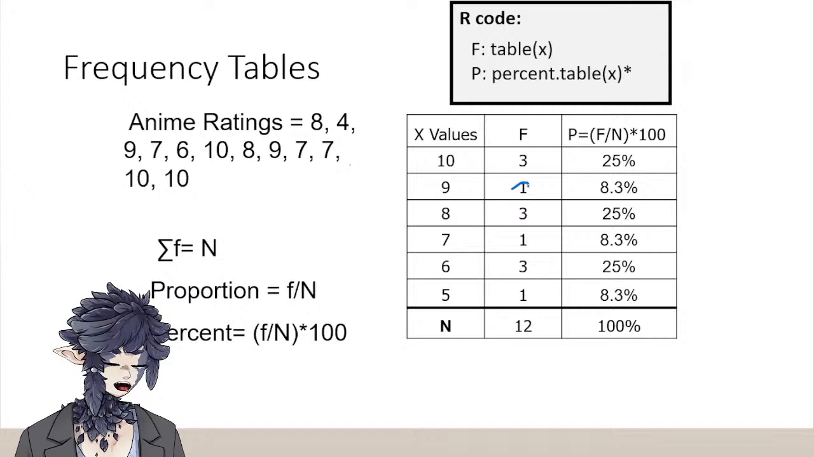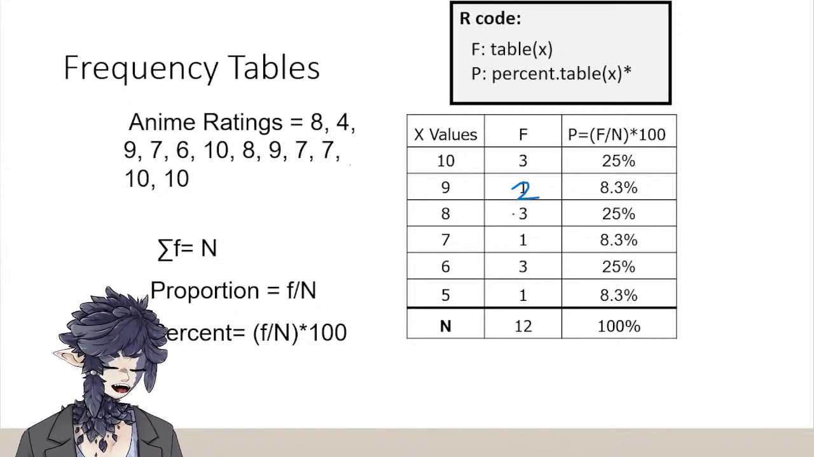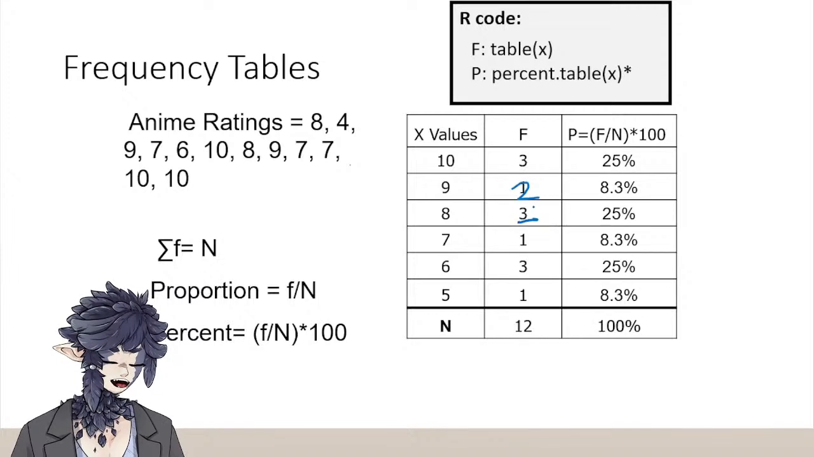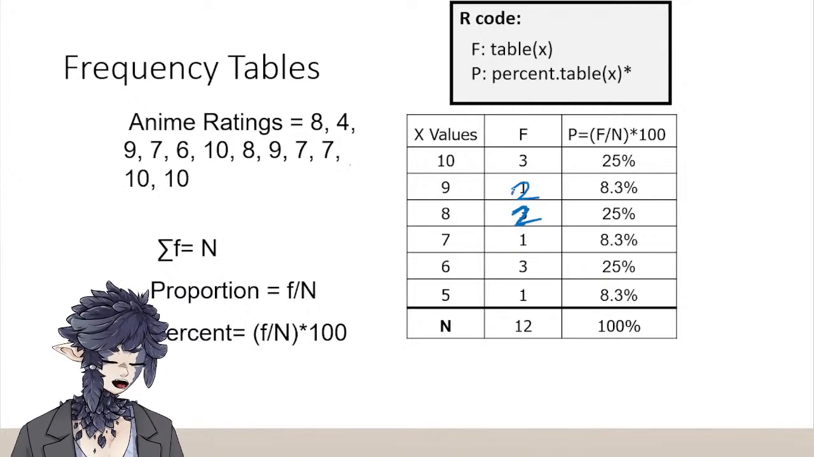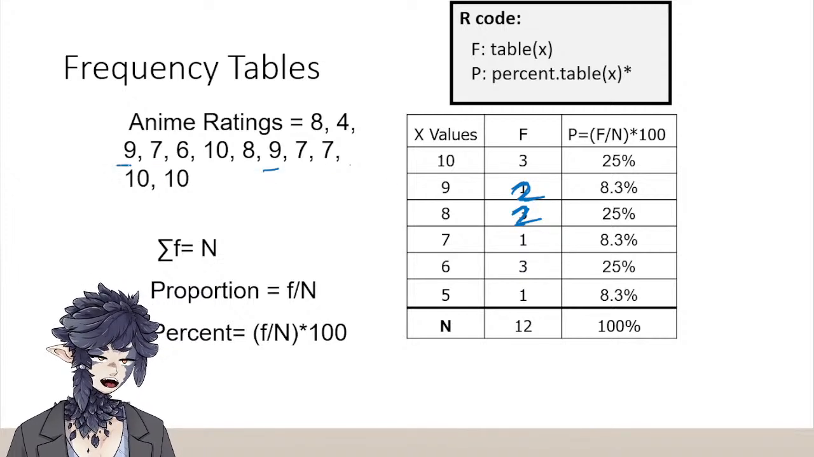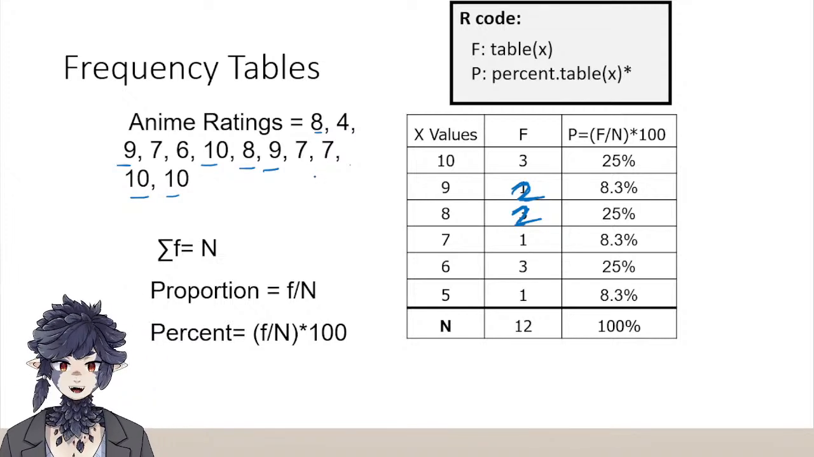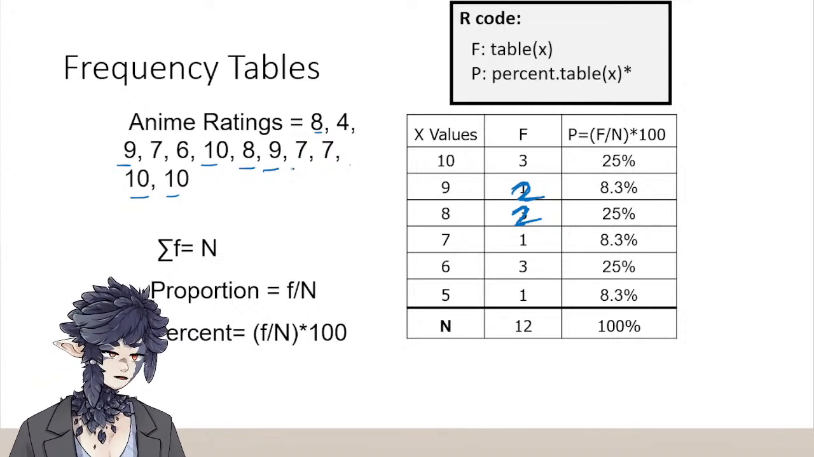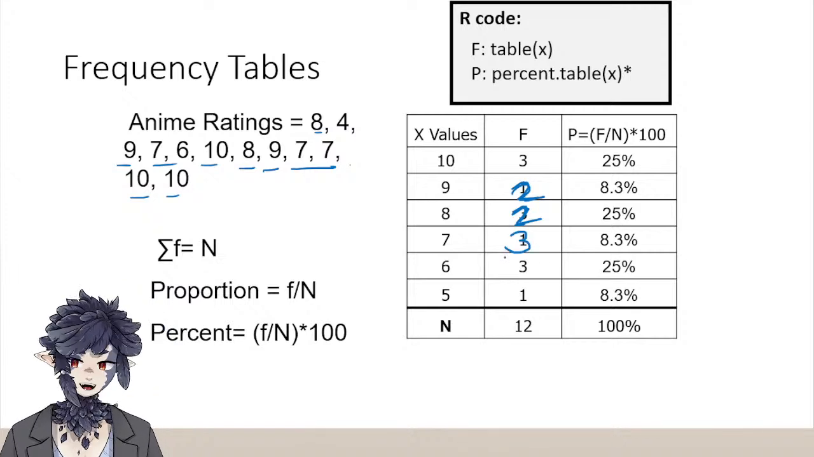We have 2 9s. And 2 8s. 2 9s and 2 8s. It's okay to make mistakes, as long as we catch them. So we had 2 9s, 2 8s, we had 3 10s, we have 1 7. No, we have 3 7s. Oh my gosh, this is really bad. We have 3 7s. We're fixing this in real time.